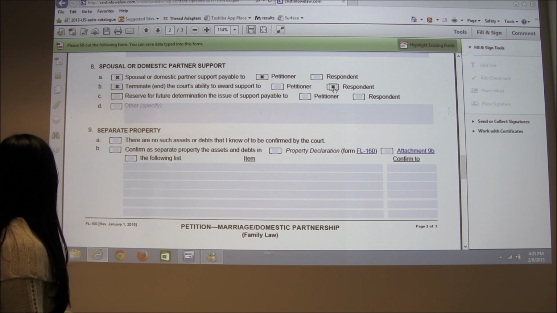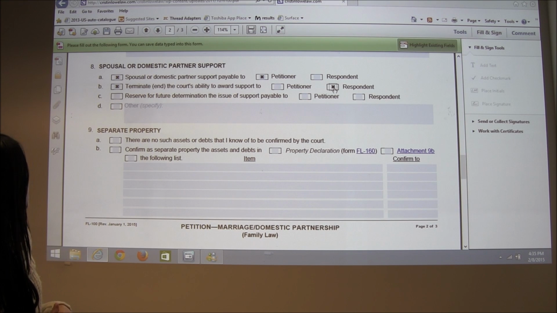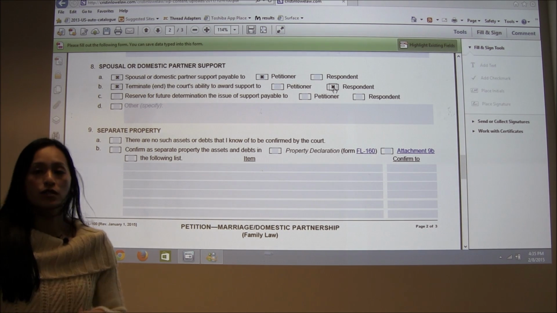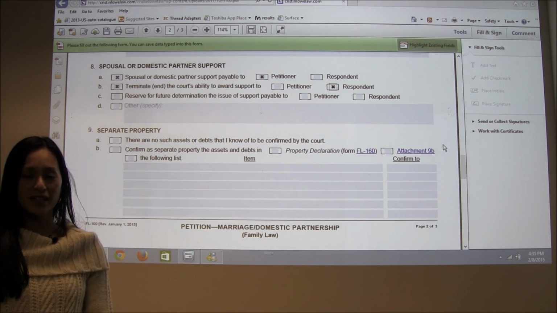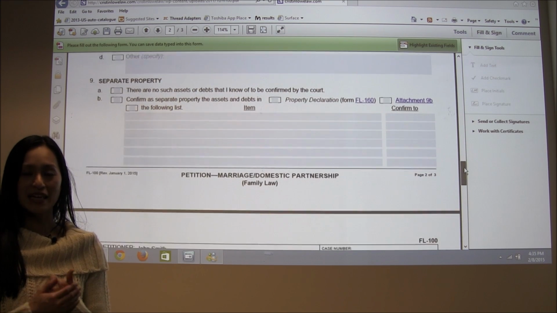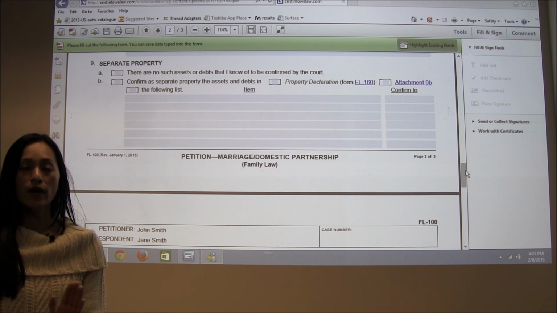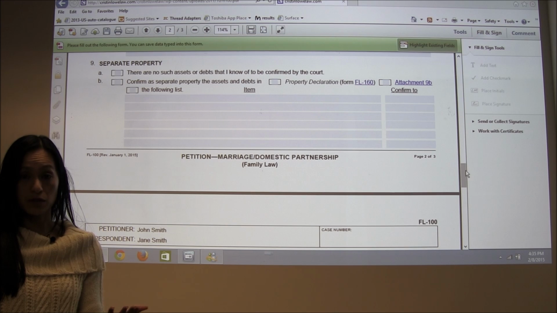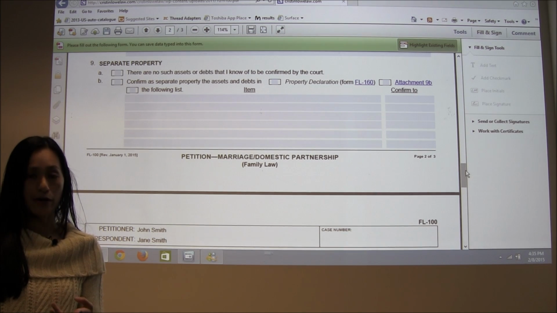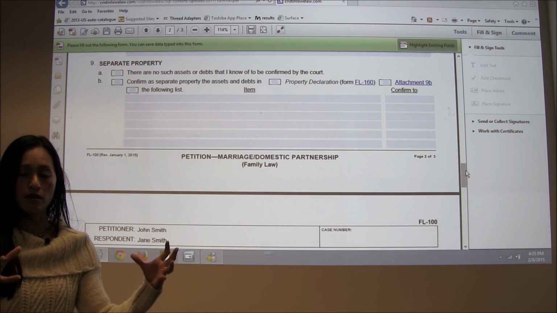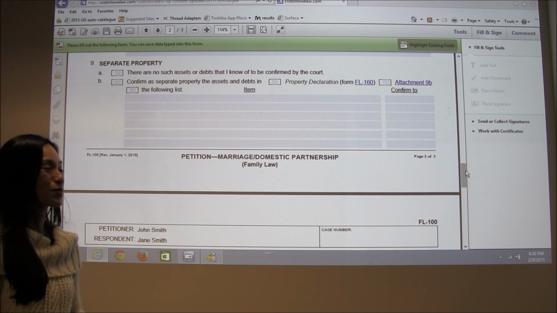All right, so we're going to go on to number 9, which is separate property. So separate property, I talked about a little bit at the beginning of the form, but basically the definition of separate property is anything acquired before marriage or after separation. Other property that can be considered separate property would be gifts and inheritances. Those are kind of your big categories of what is separate property.